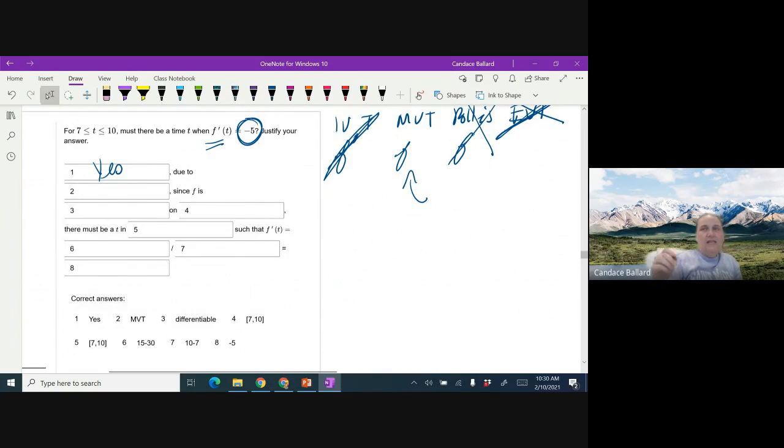And 90% of the time, you're probably going to check between IVT and MVT, okay? And you'll see the table question on the AP test for your response. This will be like part B, okay? That's where it frequently comes up. So due to MVT, since F is, okay, so what comes after the word is? Tell me in the chat, what do you think comes after the word is? All right, good job, differentiable.